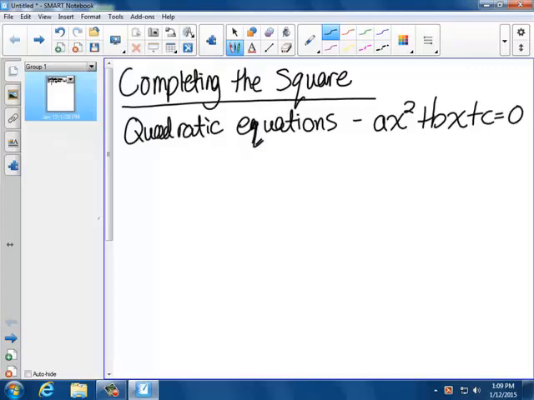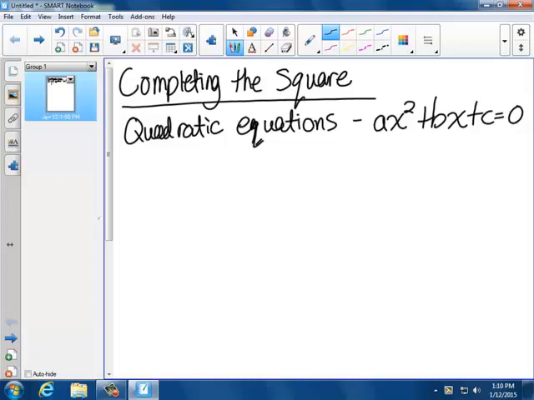So we're going to look at a different way of solving quadratic equations called completing the square. We've already talked about factoring. If you have something ax squared plus bx plus c, and you can factor the left side, you can set each part equal to 0 and solve each part.